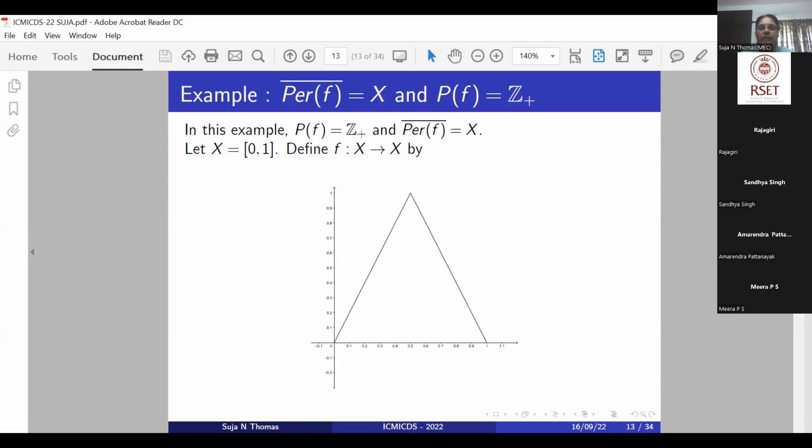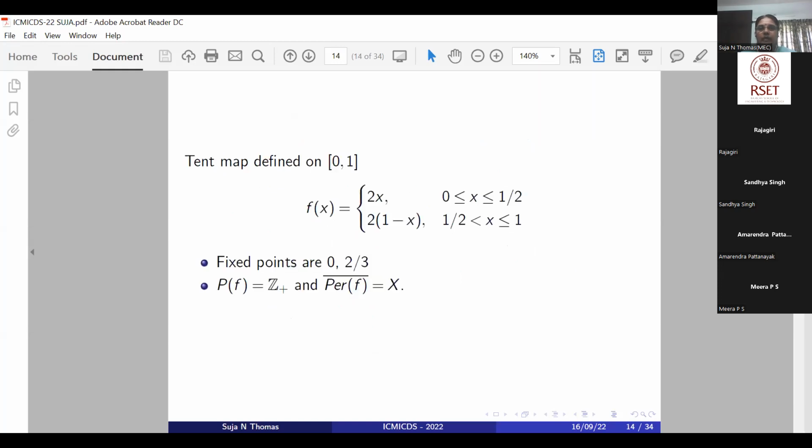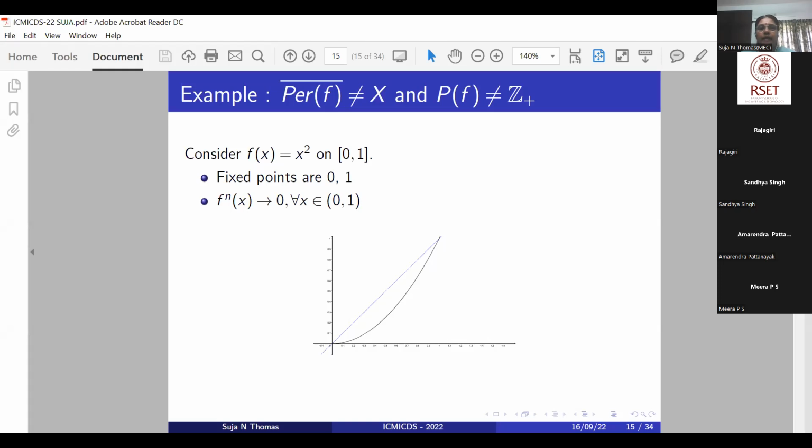For the tent map, both the conditions are satisfied: Per(f) closure is equal to X and P(f) is equal to Z plus. And for the map defined by f(x) = x² on [0, 1], there are no periodic points. It has only fixed points 0 and 1. So neither of the conditions is satisfied here.